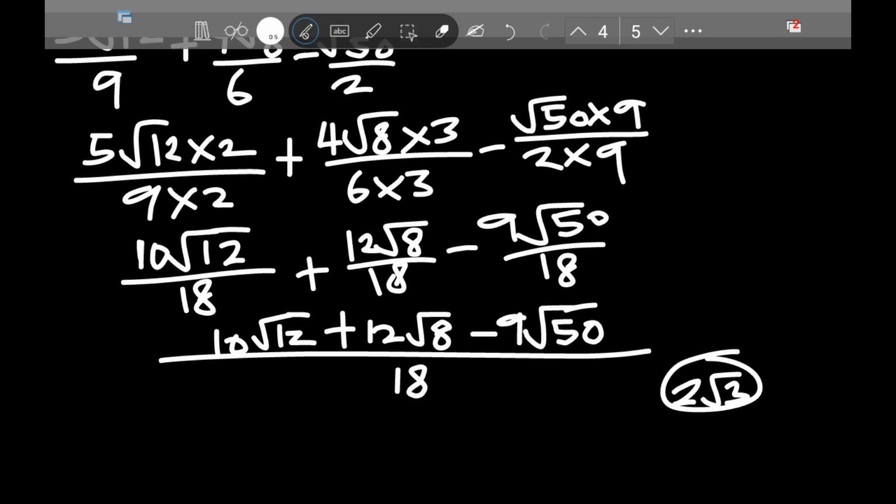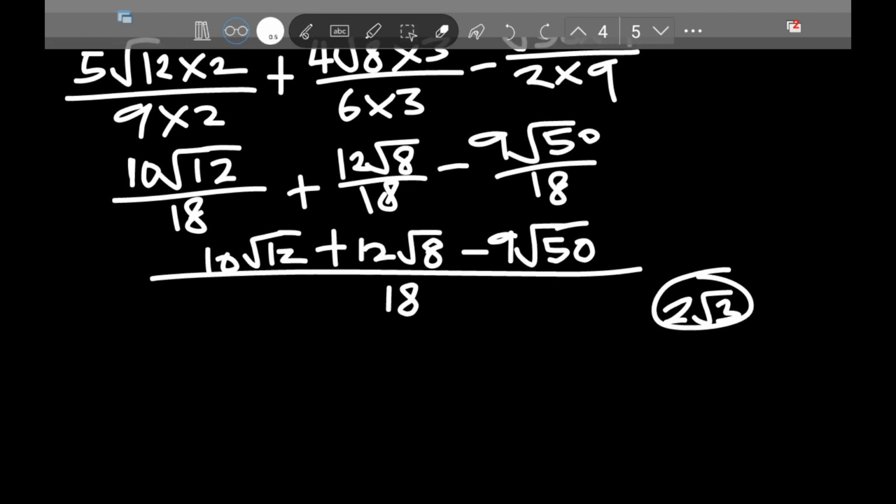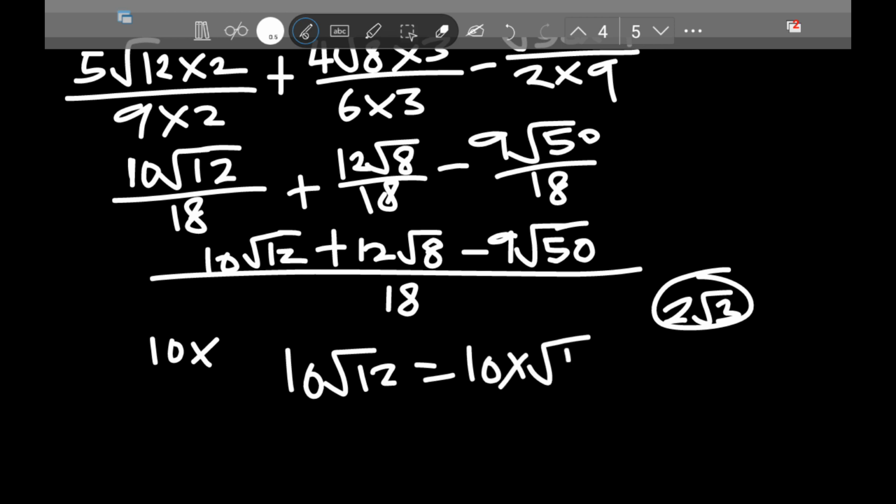So therefore, let's rewrite root 12 as 2 root 3. So you should get 10 times, because you want to use times. The 10 and root 12 are connected to each other by multiplication sign. So when you see 10 root 12, it's the same thing as 10 times root 12, if you recall what I've just done. So there is a multiplication sign between 10 and the root 12.